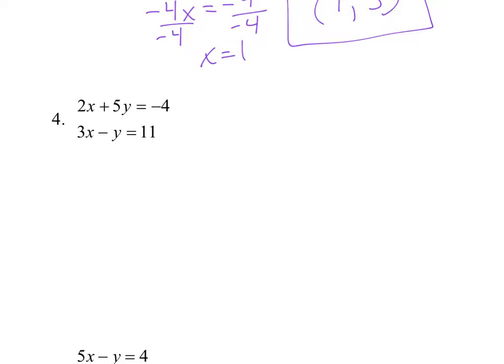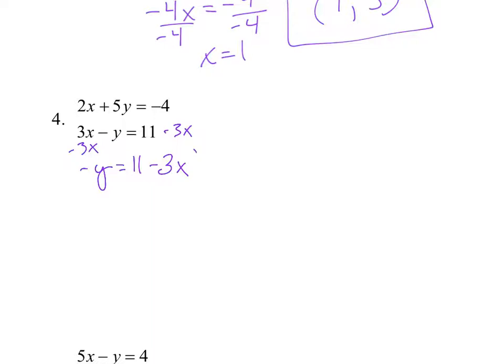On number 4 here, I only have one y I can solve for. The others are going to give me fractions, so I try to avoid that. So I subtract 3x on both sides. I have minus y equals 11 minus 3x. But this isn't y, this is minus y. So we're going to change that.